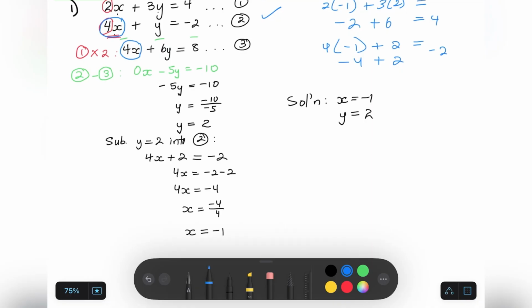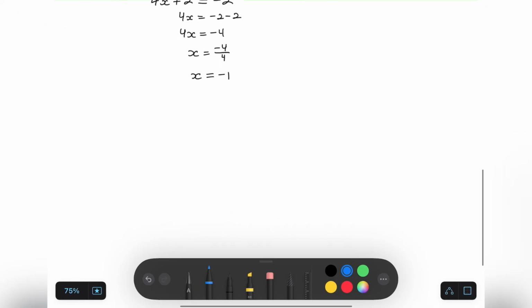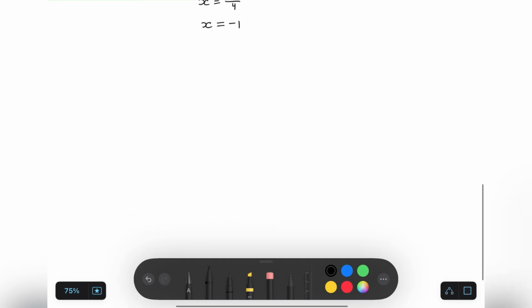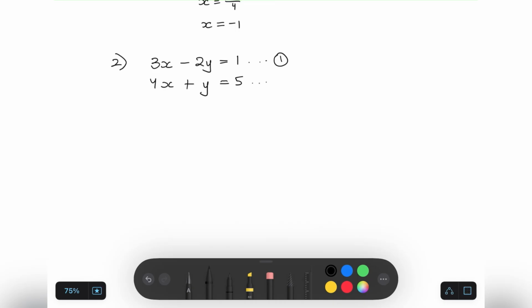All right, let's do another example. Say we have 3x minus 2y is equal to 1, and then 4x plus y is equal to 5. This is equation 1, and this is equation 2.